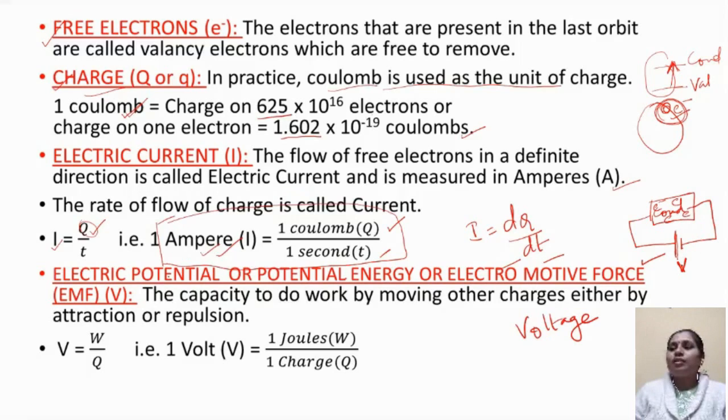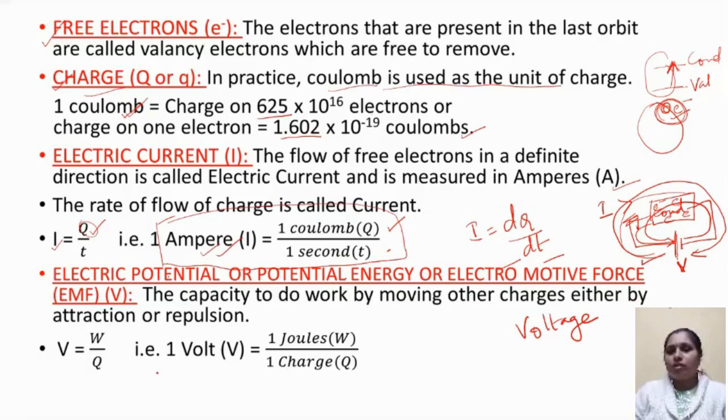Whenever this voltage is given, as the electron is a negatively charged particle, it tries to attract to the positive plate of this voltage. The flow of current takes place when there is a movement of electrons from one place to another, that means from this to this. But we always take the direction of current as from positive plate to negative plate. So this is your current.